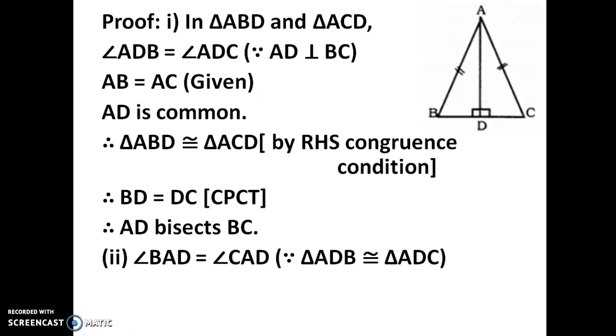Then second one, we have to show that it divides the angle A. Okay, so we have to prove that. So angle BAD, okay, this angle is equal to CAD. Why? Because these two triangles are congruent. No, that means it's corresponding parts of congruent triangles. So these angles are equal. Okay, so that's how we can prove that. If these two are equal means what? This AD only bisects the angle A into two equal halves. So AD bisects angle A.